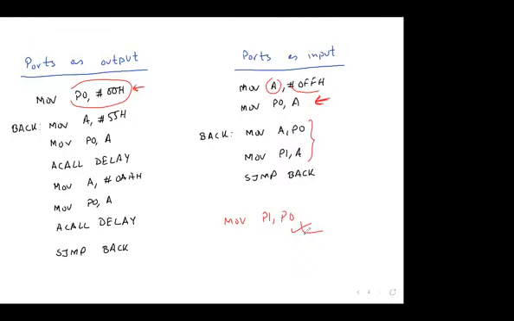Any question? Can we move 0FFH directly to port 0? Yeah, you can move. That is what I just said. Instead of these two lines, you could have simply written move P0, hashtag 0FFH. That is also correct. That is what we have done exactly over here. So if you can move 00H, definitely you can move 0FFH as well. Doesn't matter. Is it okay? Yes, sir. Moving on.